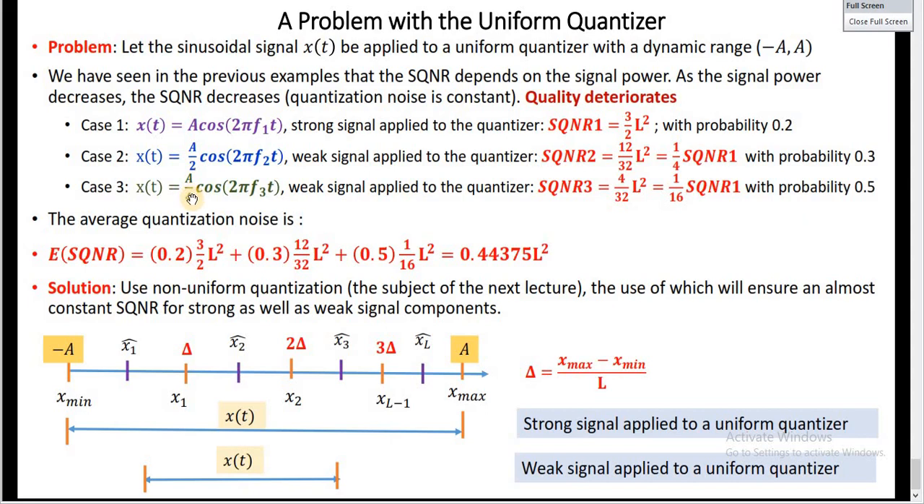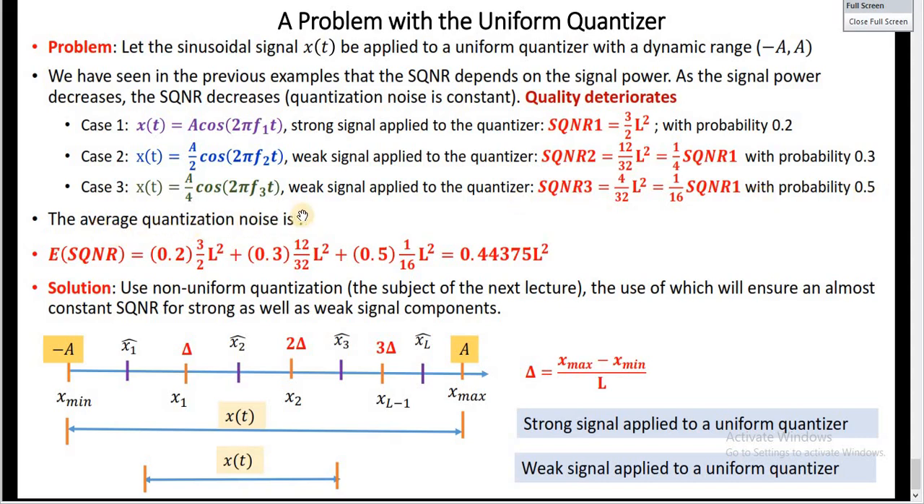Then take another signal, A over 4 cosine 2 pi f3 t. This is another weaker signal with a signal to quantization noise ratio of 4 over 32 L squared, which is 1 over 16th of the signal to noise ratio corresponding to the first case. Assume that this signal is applied with probability 0.5.